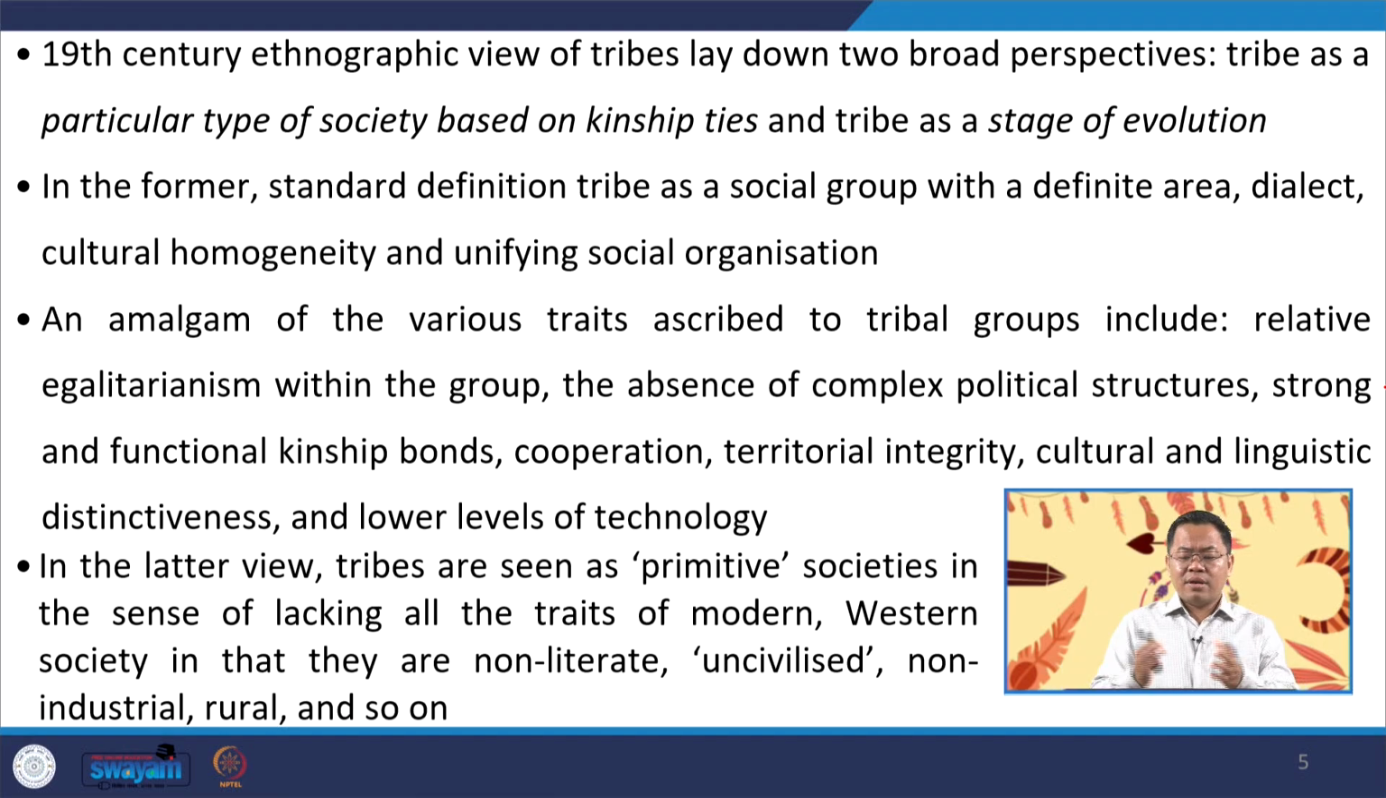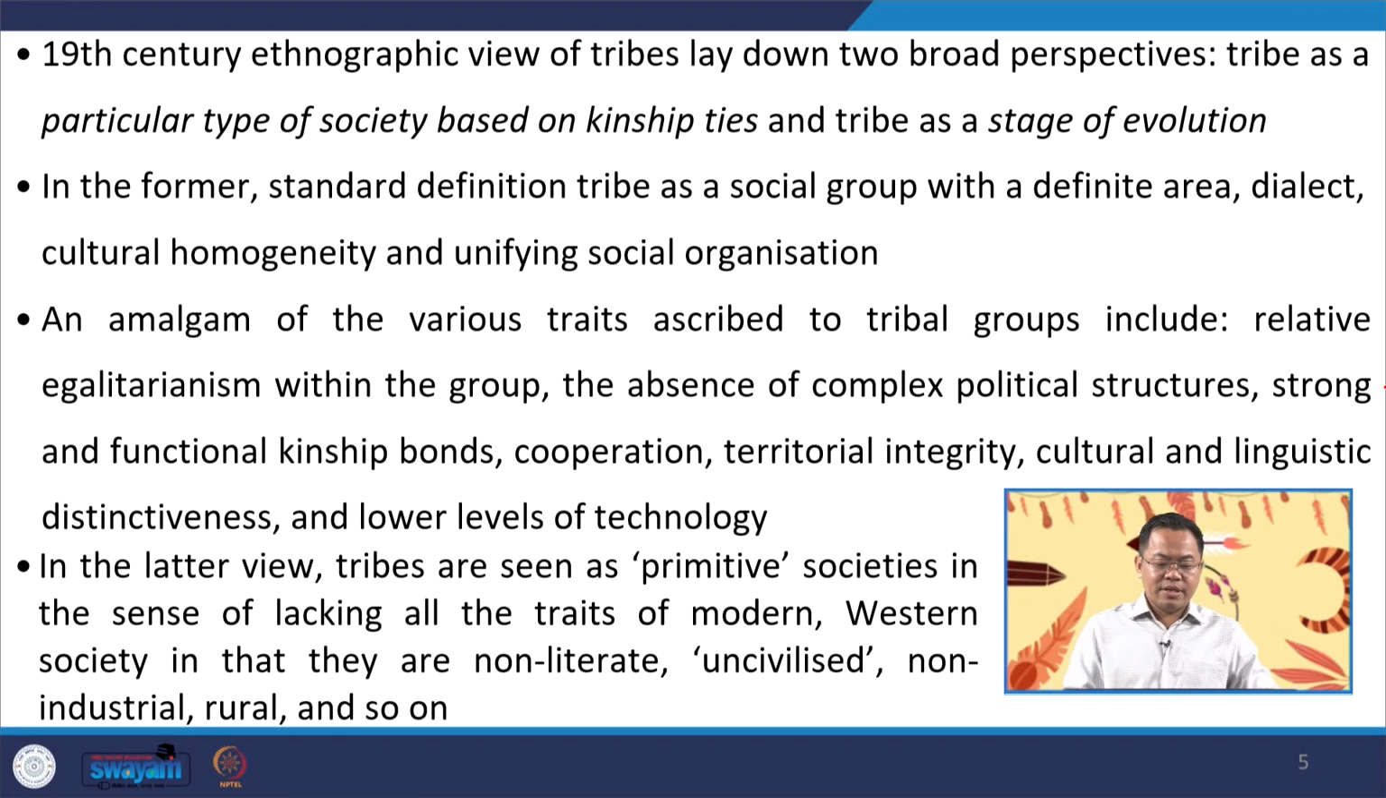Now, broadly, we can categorize two perspectives when it comes to ethnographic writing about tribes in India. One is the understanding of tribe as a particular type of society based on kinship ties, and the second is tribe as a stage of evolution. Now, in the case of tribe as a particular type of society, it more or less views tribe as a social group with a definite area, dialect, cultural homogeneity and unifying social organization.